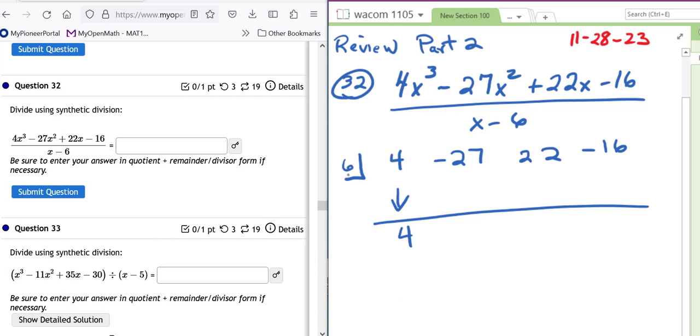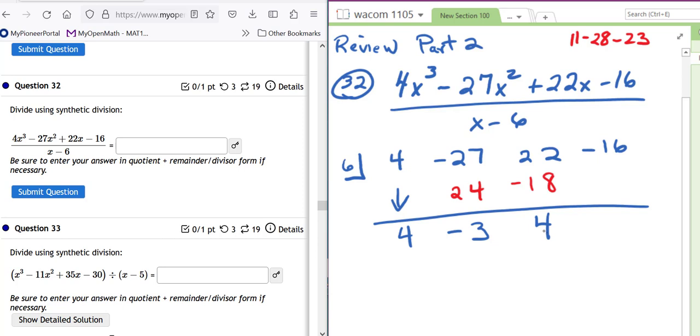So you're going to multiply. Your 4 times 6 is 24. It goes in the next column. And then you combine your signs. This will be a -3. You're going to multiply again. -3 times 6 is a -18 into the next column. Combine these. 12 minus 8, that would be 4.